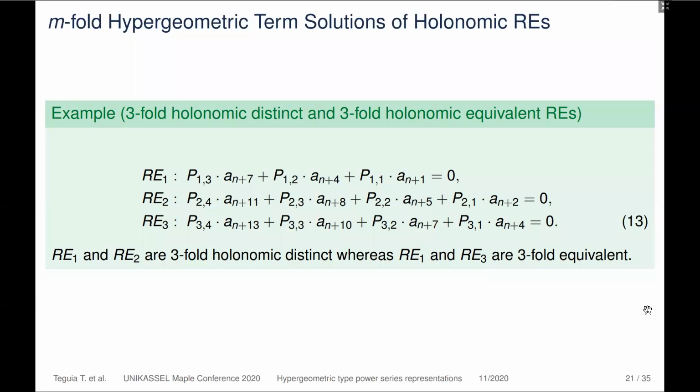Let's see this from some examples. Here we have three-fold holonomic distinct and three-fold holonomic equivalent recurrence equations. If you consider, for example, RE1 and RE2, you take any terms from these recurrence equations, for example, a_{n+11} and here a_{n+7}, the difference is 4, which is not a multiple of 3. And this happens with all the other indices. This shows that RE1 and RE2 are three-fold holonomic distinct. But if you consider RE1 and RE3, you will see that the difference is always a multiple of 3. This shows that RE1 and RE3 are three-fold equivalent.